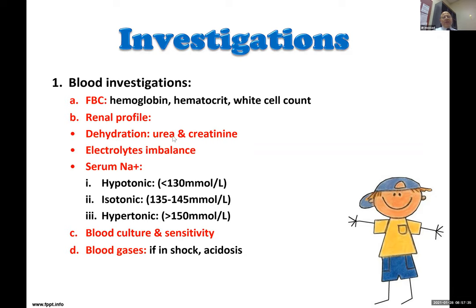Then, with dehydration, urea can be affected. The most important are the electrolytes. What is the most important electrolyte that can be affected?